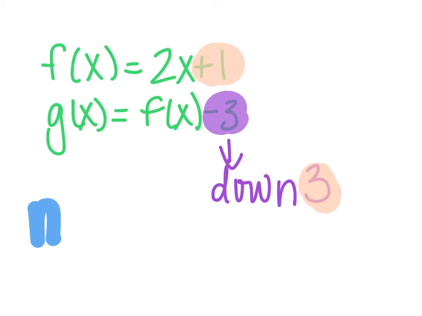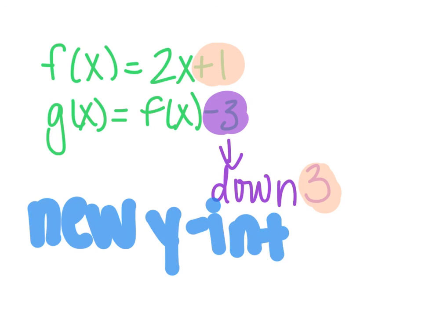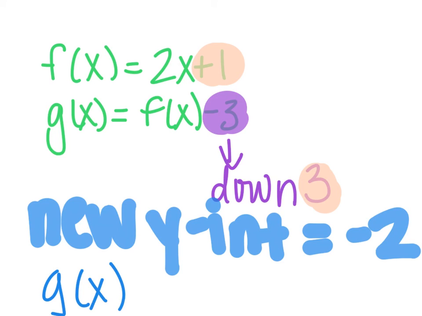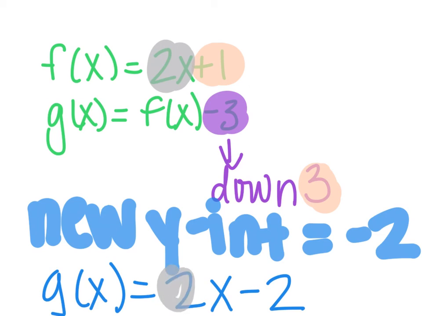So my new y-intercept is going to be negative 2. So that tells me that my new equation, my new g(x), is going to be 2x - 2. It's very important that you note that this 2x did not change because we did nothing else to the graph. We did not shift it or anything like that. We just moved it down 3 units because there was a minus 3 here.